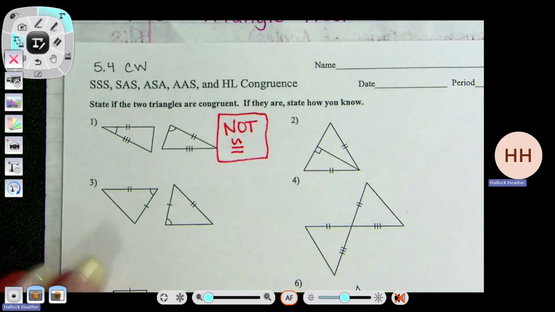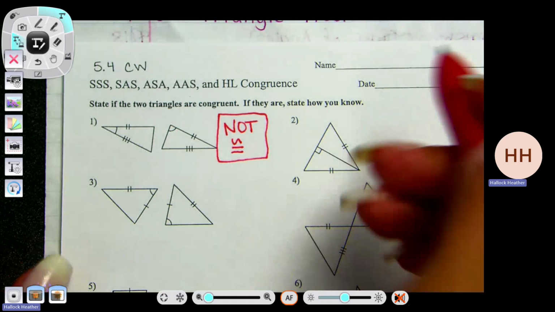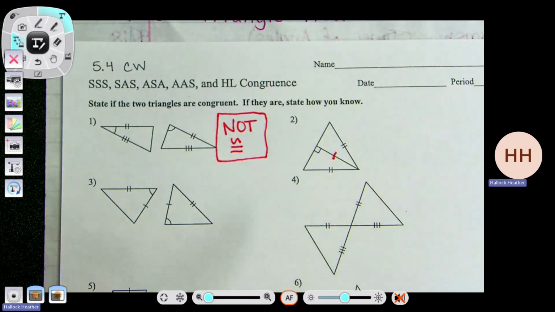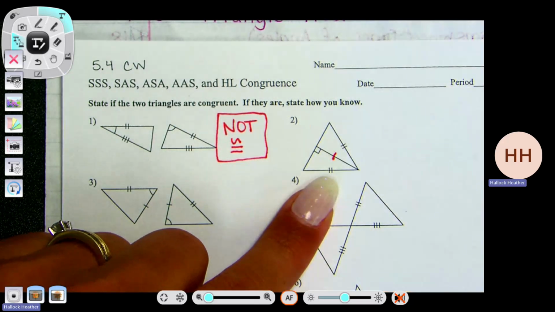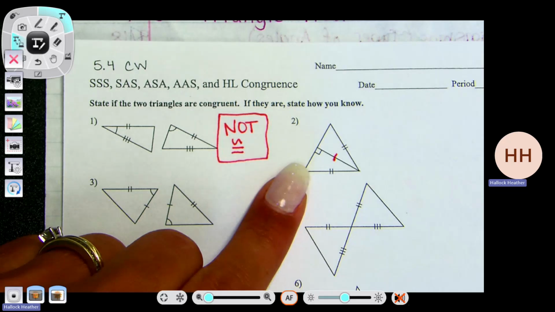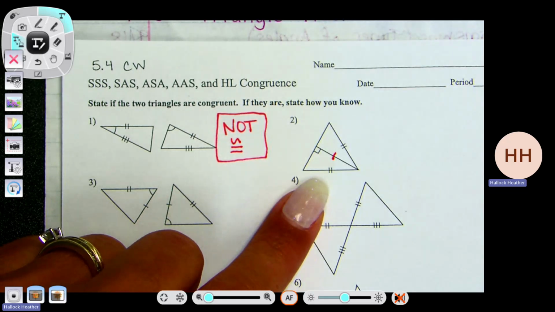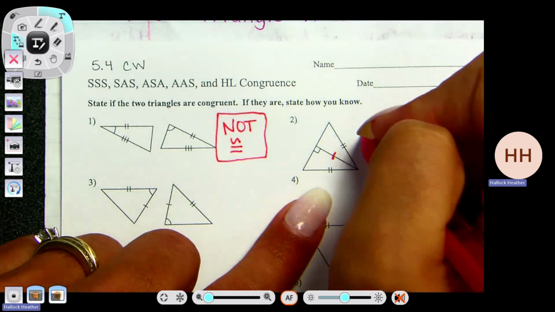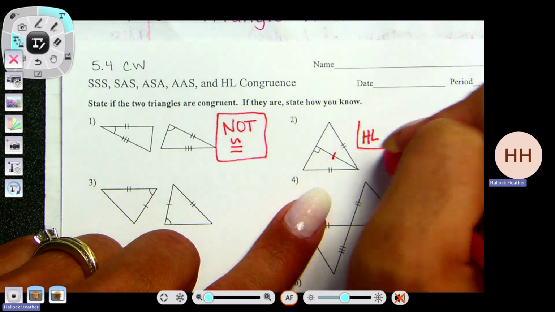So let's take a second look at number 2. Number 2, what can you add because they're touching? A side. You can add a side because they're touching. They share a side, so I'm going to put a tick mark. This is not side, because I don't know the last side. What'd you say? HL. This is HL because it is a right triangle. If you try to use ASS, you can't. So that's why there's this thing, HL.